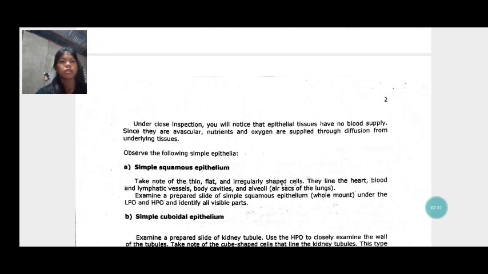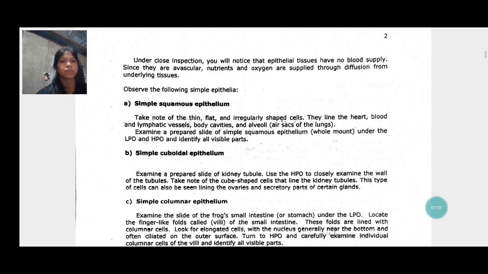Under close inspection, you will notice that epithelial tissue have no blood supply. Since they are avascular, nutrients and oxygen are supplied through diffusion from underlying tissues. Observe the following simple epithelia.